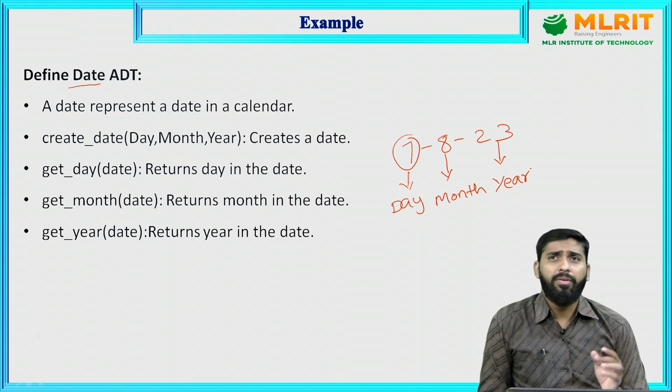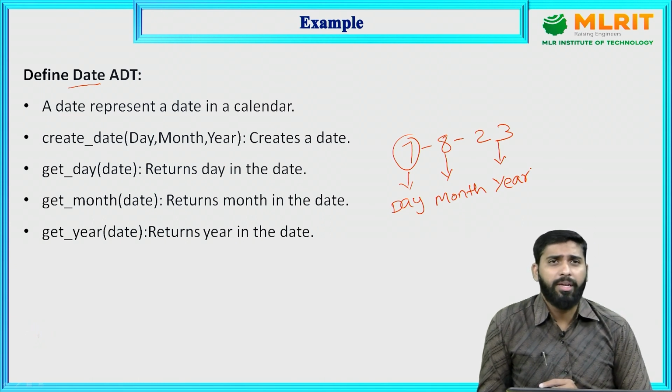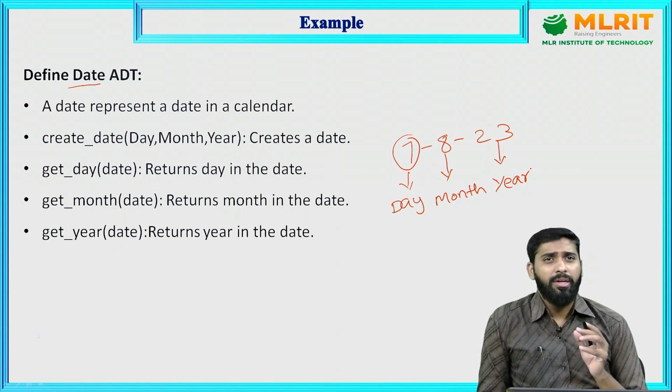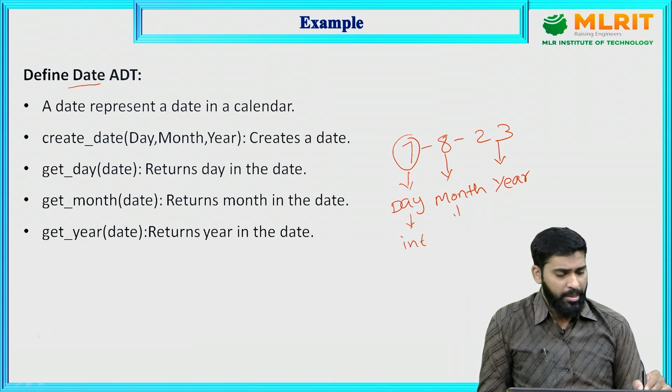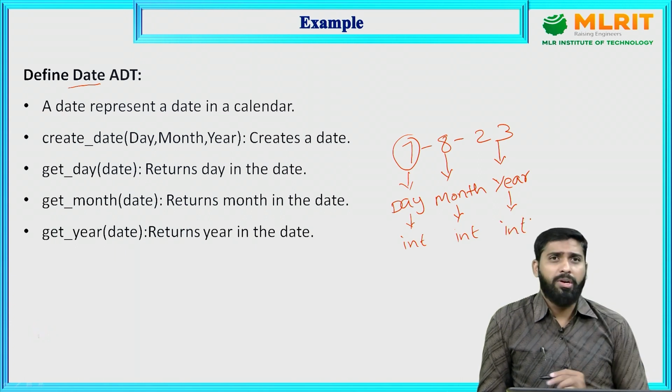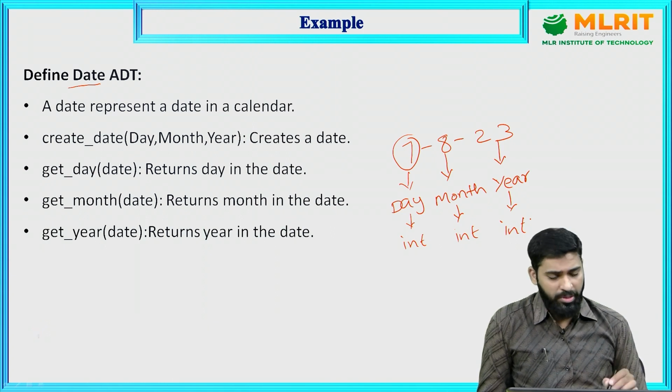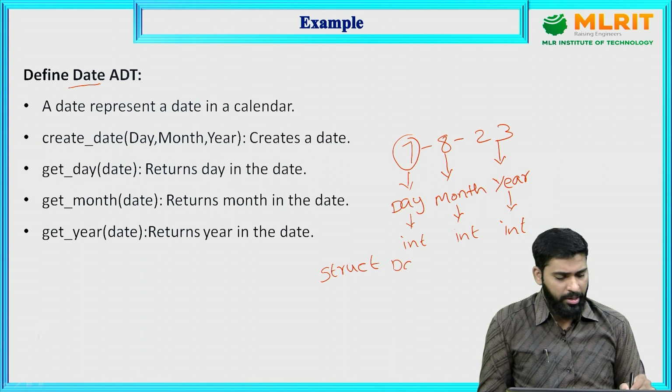Now we are going to create one abstract data type. The abstract data type name is date. In this, the first one is an integer, the second one is an integer, that means the day is an integer, the month is an integer, and the year is an integer. Now, what is an abstract data type? In C, we implement an abstract data type using structures. This is the struct date.